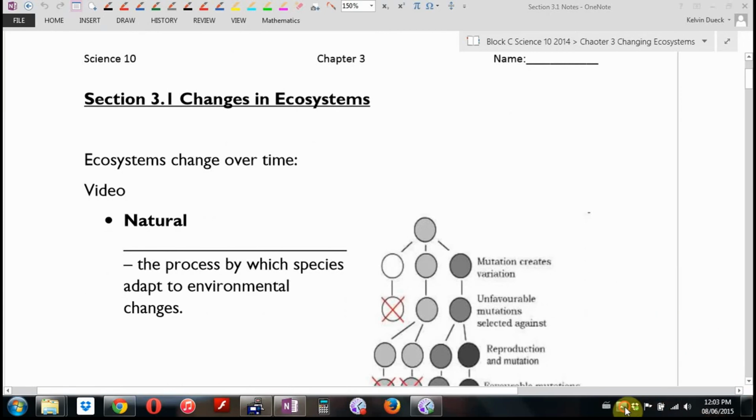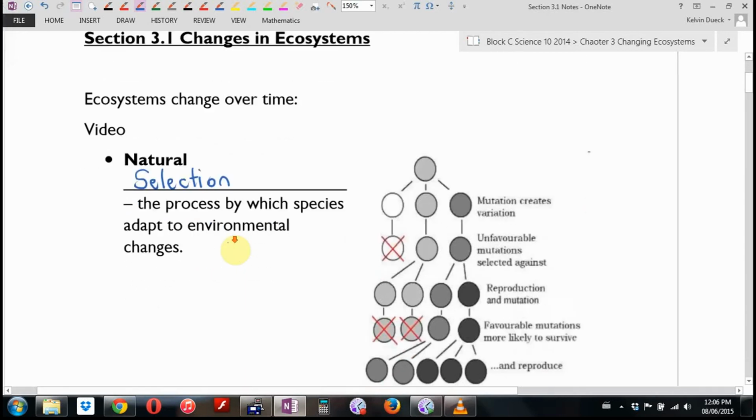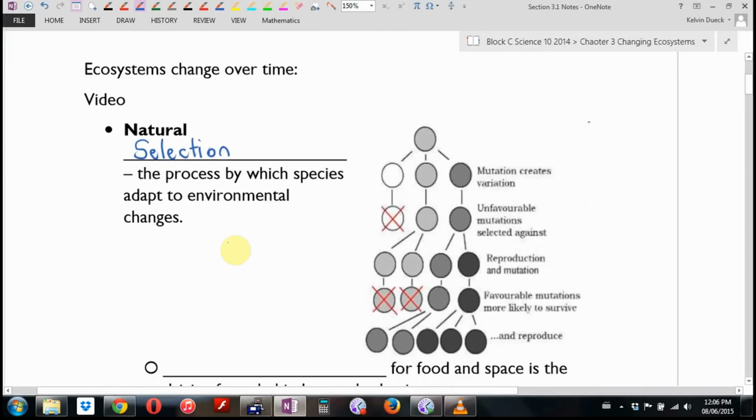I have a short video. Put your pencils down. If ecosystems change over time, what does that mean? Well, we have something called, and you've probably heard this term, natural selection. Hence the Simpsons video that I just showed you. This is the process by which species adapt to environmental changes.